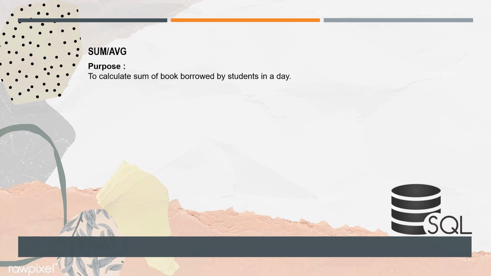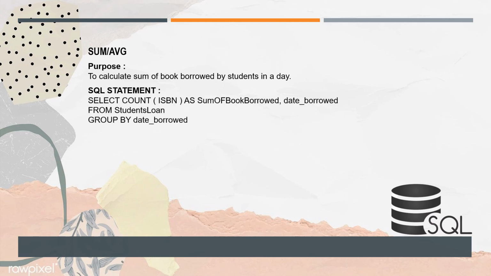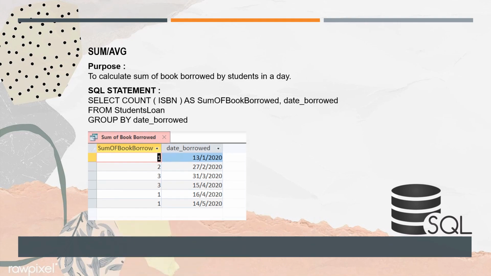Next is sum or average. The purpose of this SQL is to calculate the sum of books borrowed by a student in a day. Below is the SQL statement and SQL table.